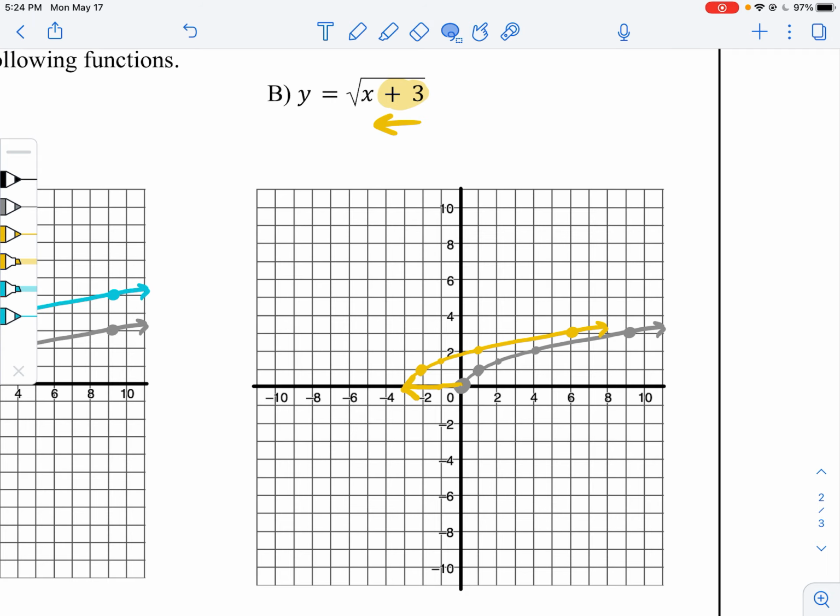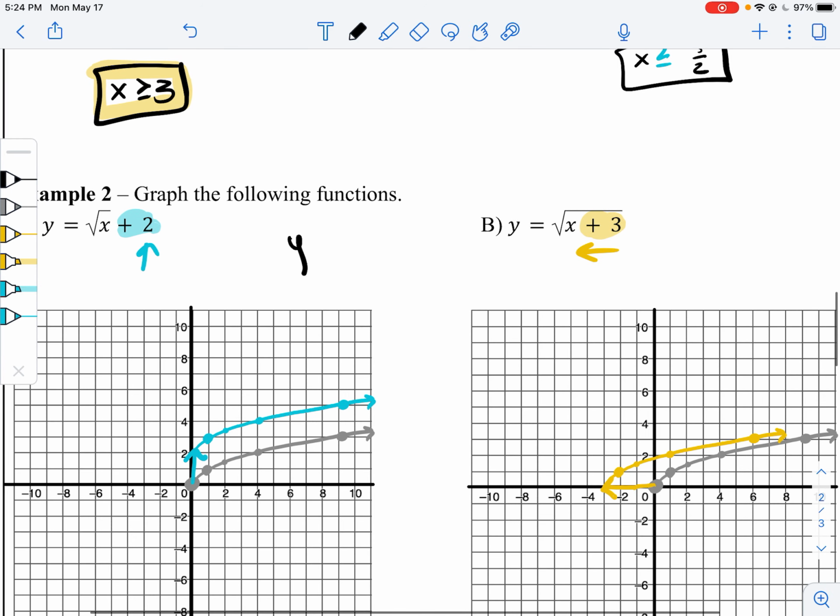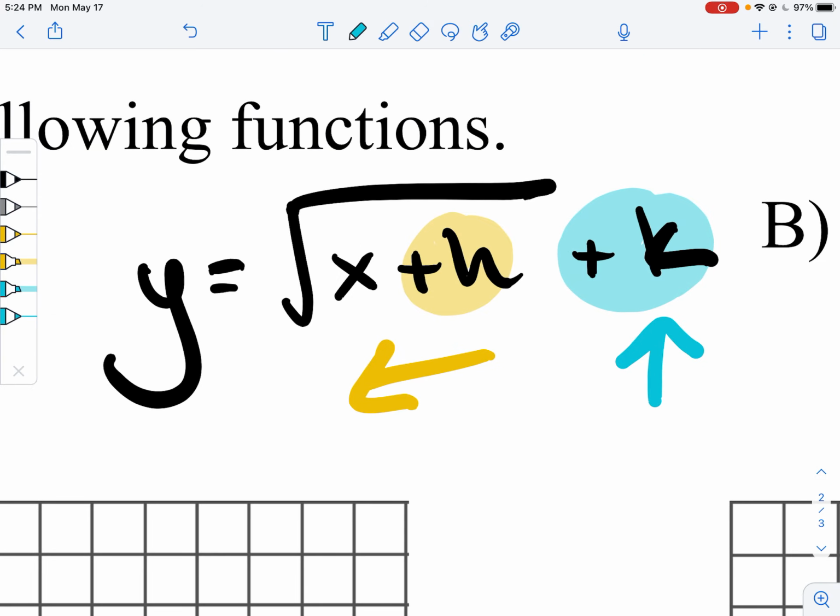So great. I just saved you so much time because yes, you can totally make an XY table and I promise you they'll come out the same. But you have better things to do with your time. So here's the shortcut. If you start with your parent function, y equals the square root of x plus h, well, x. Okay, fine, we'll do x plus h plus k. That represents a shift left h and up k. And that's what's up. I hope you have a great time on your homework.